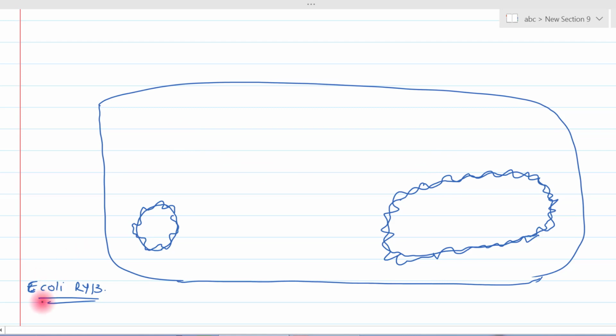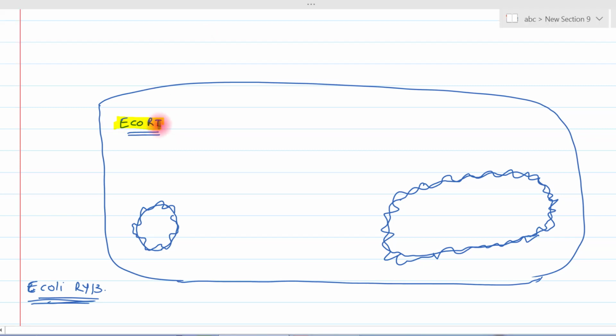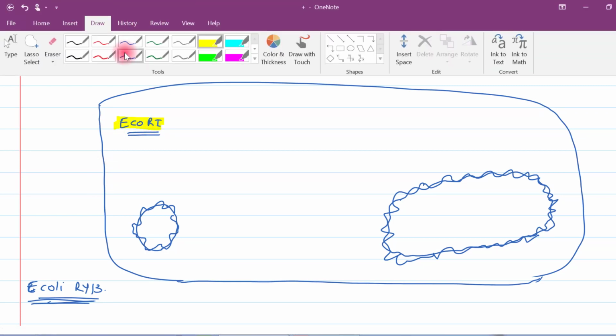Now, we know that in the E. coli RY13 strain, there is one enzyme present, that is EcoR1. What is this? This is a restriction endonuclease.